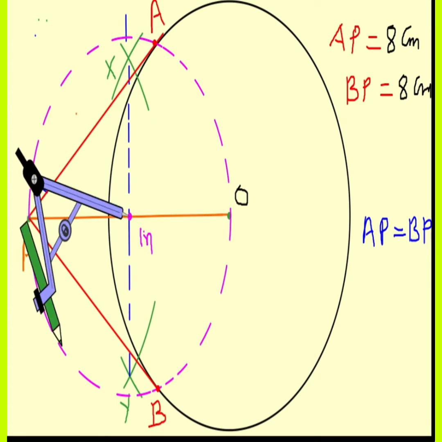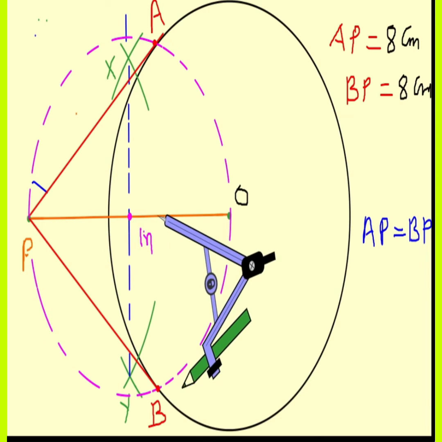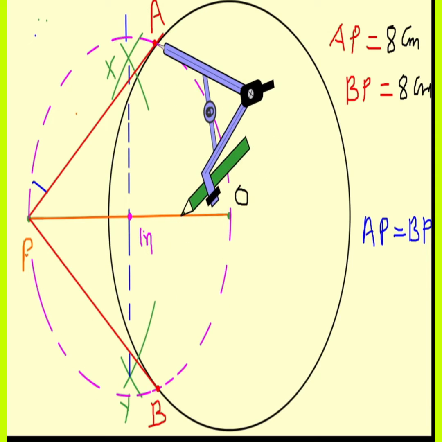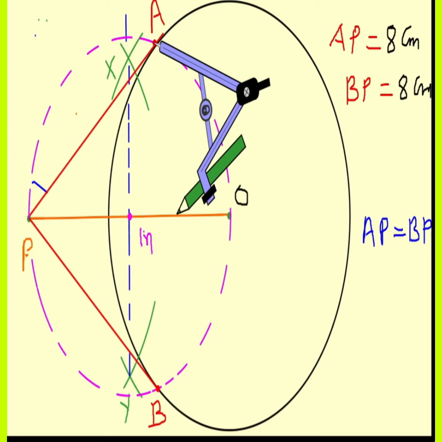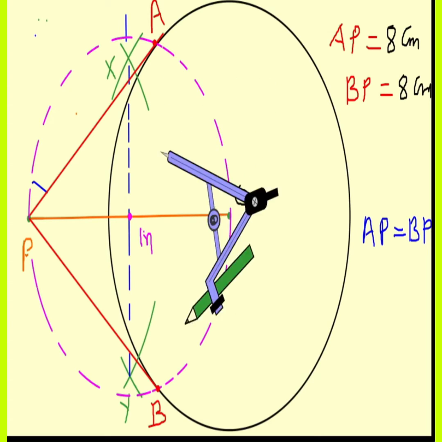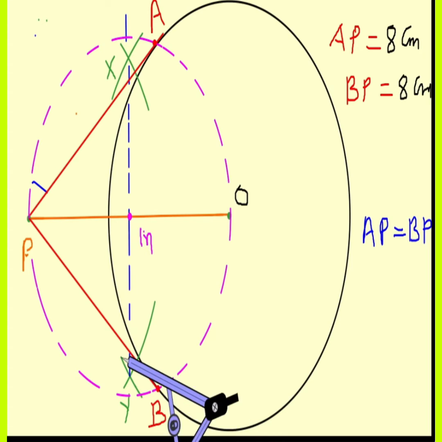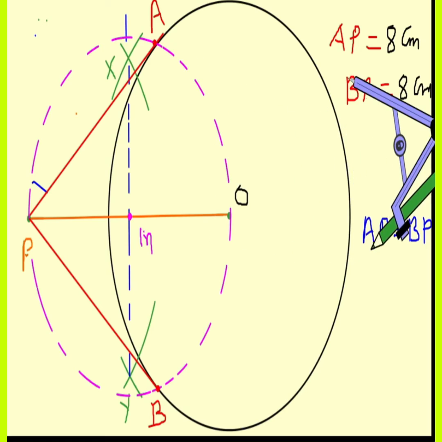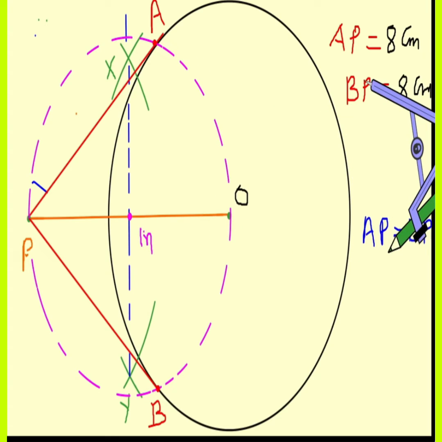As soon as you draw this dotted circle, this dotted circle intersects the initial circle at 2 points. Let this point be A and this point be B, and join BP and AP and then measure these two distances. You will get the same measurement, that is here you will get 8 centimeter. So this is the construction.